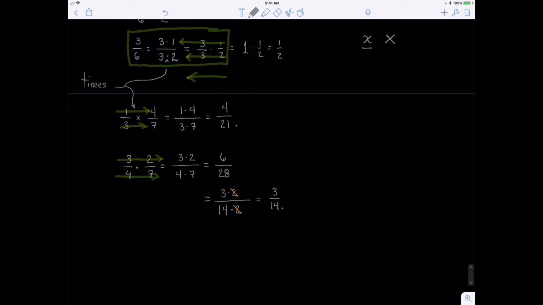3/14. And the catch here is that 6/28, we say this can be reduced. Can be reduced. And sometimes you might hear, or simplified.